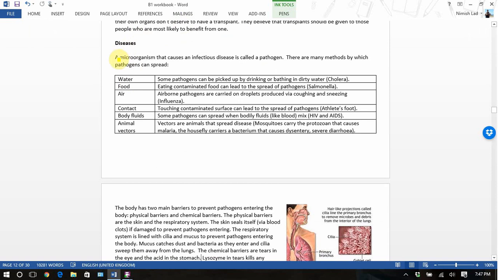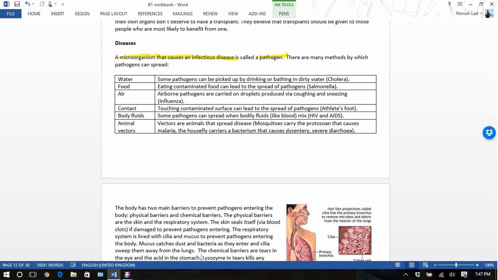So you might be asked to define a microorganism that causes an infectious disease, and that is a pathogen. So you could have a definition of what is a pathogen, a microorganism that causes an infectious disease. There are many methods by which these pathogens can spread, and you do need to know these all. I've recently gone through a test, and a lot of these came up on it.